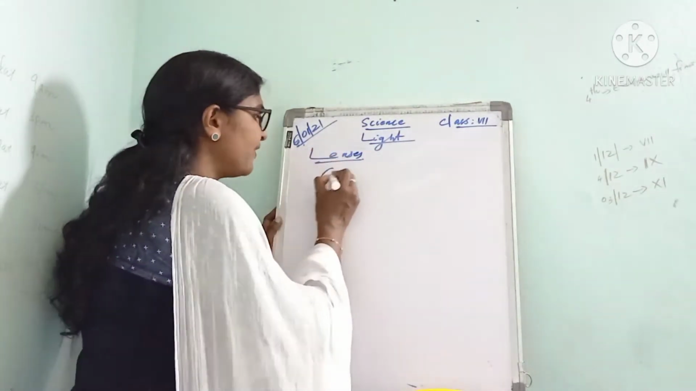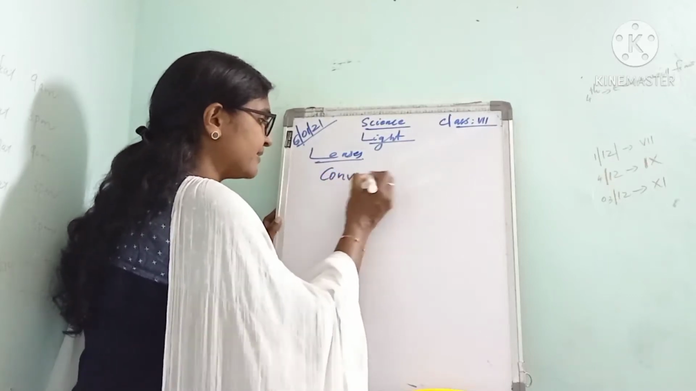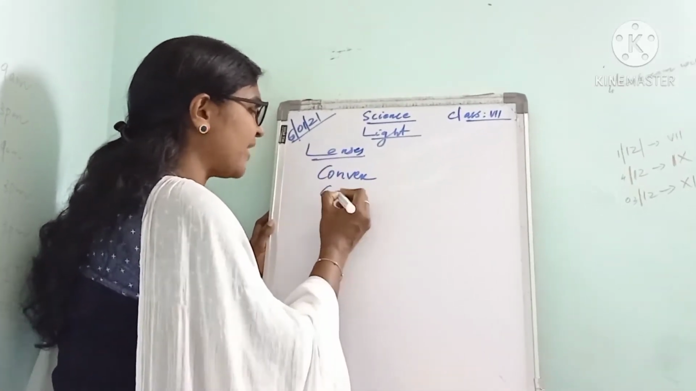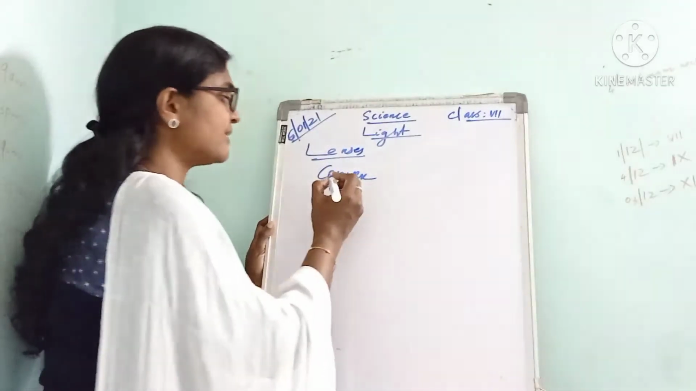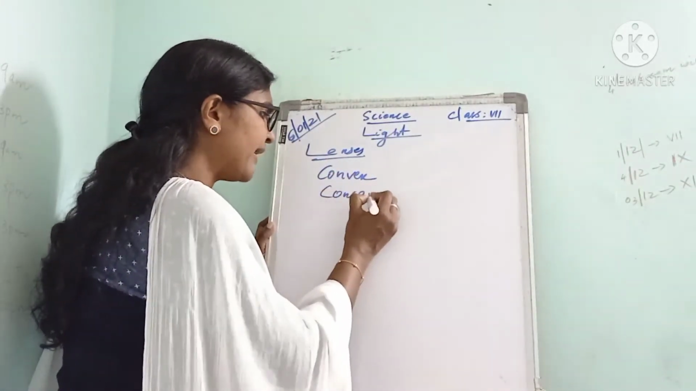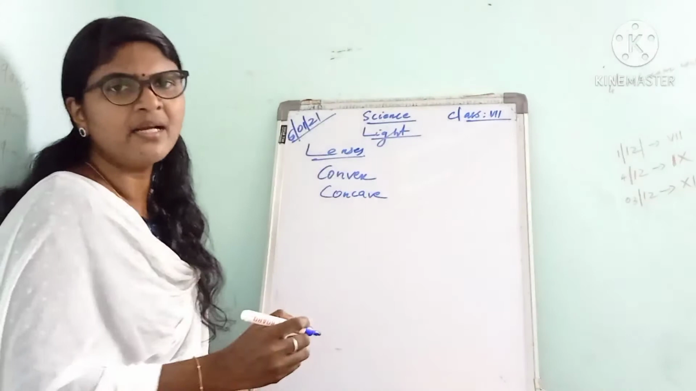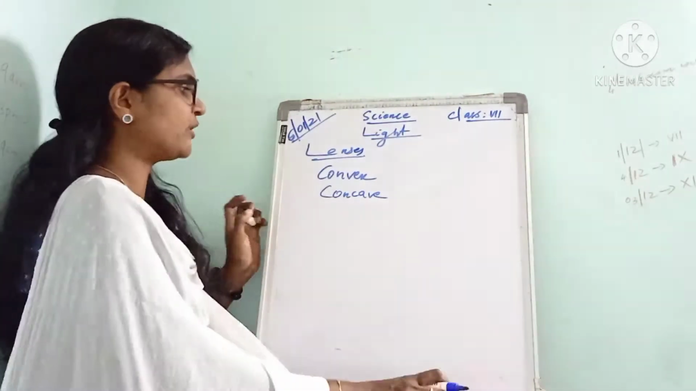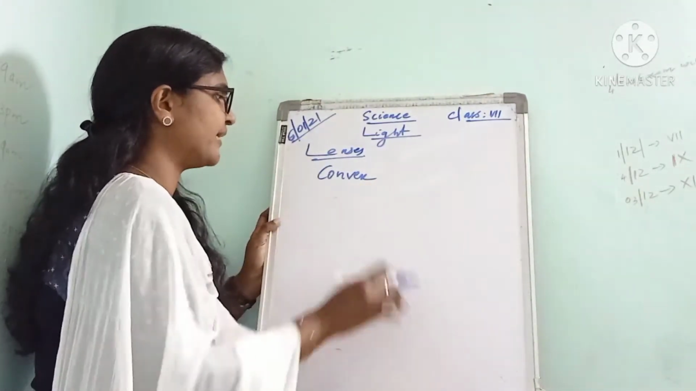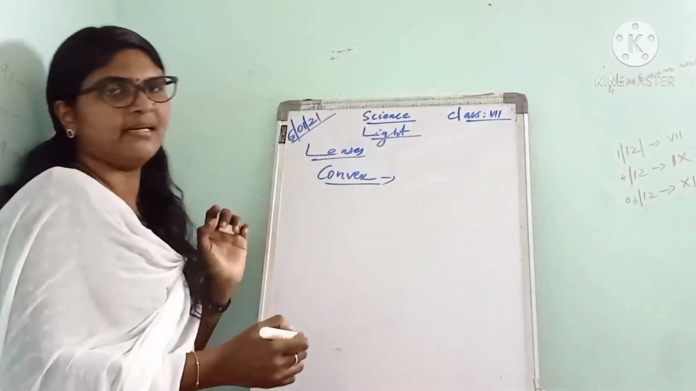We have the convex lens and the concave lens. Like spherical mirrors, we have two types of spherical lenses, convex and concave. First we will talk about the convex lens.